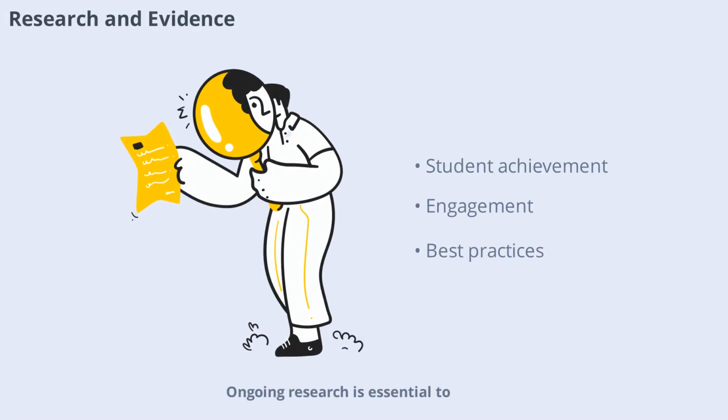Ongoing research is essential to validate the effectiveness of adaptive learning. Studies examine outcomes such as student achievement, engagement, and retention. Evidence from real-world implementations helps refine best practices and guide future development. By grounding adaptive learning in solid research, educators and developers can ensure that it delivers meaningful results.